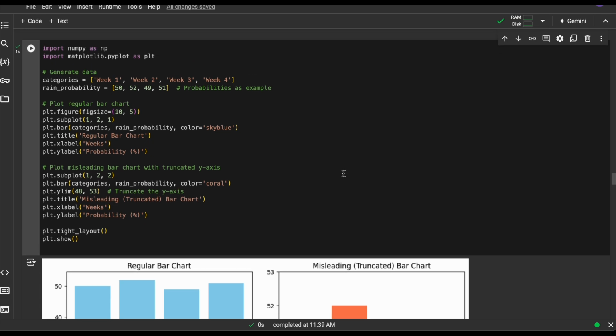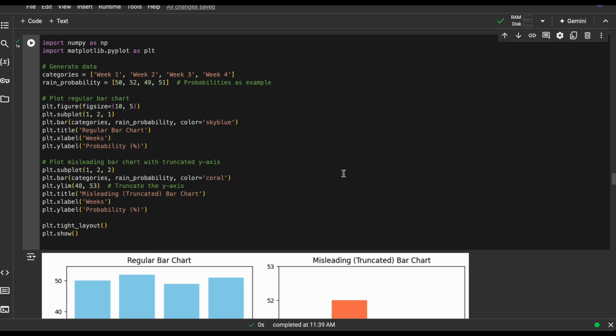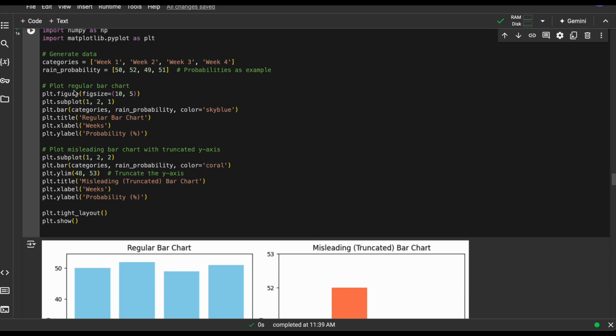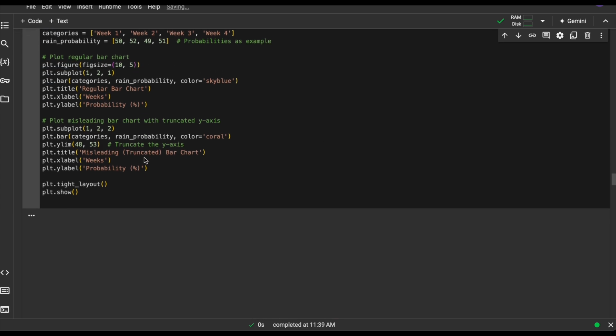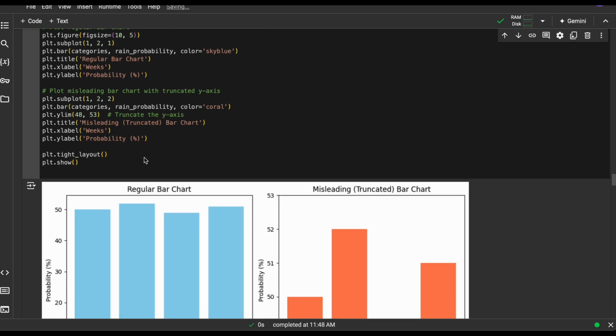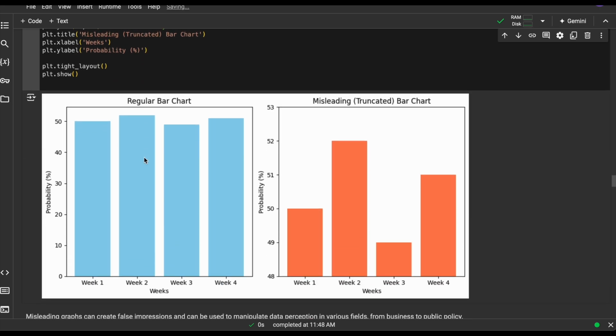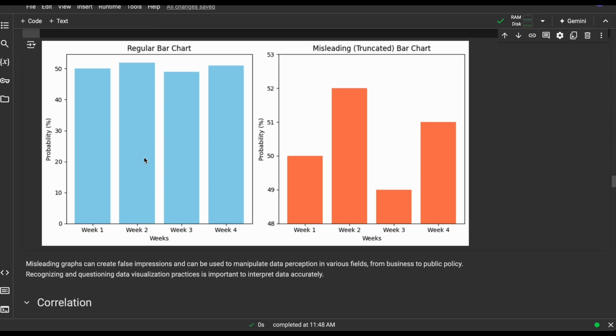For example, consider this week's data: the values are 50, 52, 49 and so on. While these numbers appear to show a significant difference at first glance, the actual gap between them is quite small, like just 1 or 2. In a bar chart, these slight differences can be aggressively visualized, leading viewers to believe there is a substantial difference where there is none.